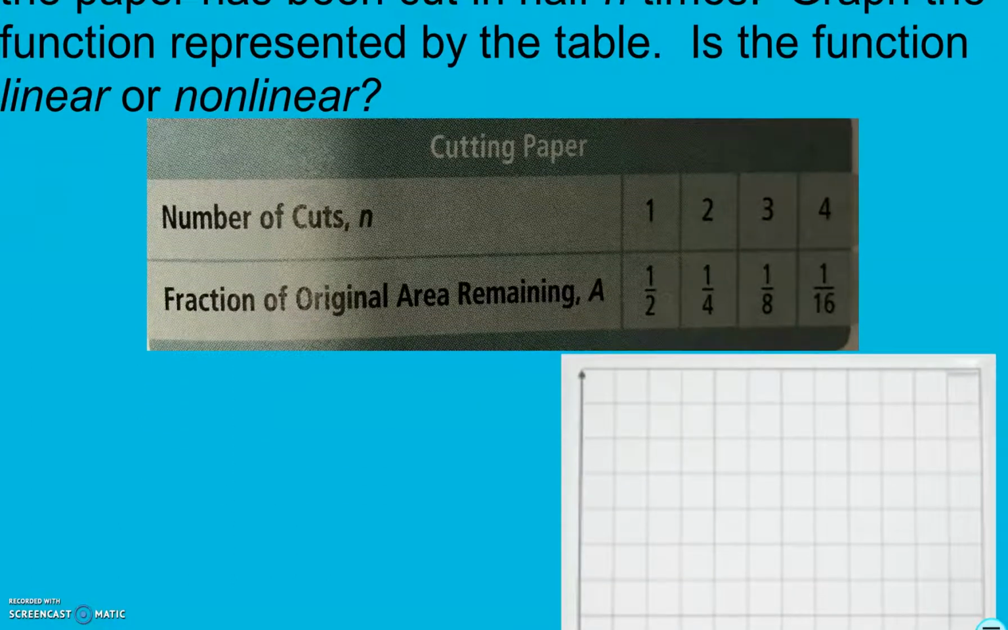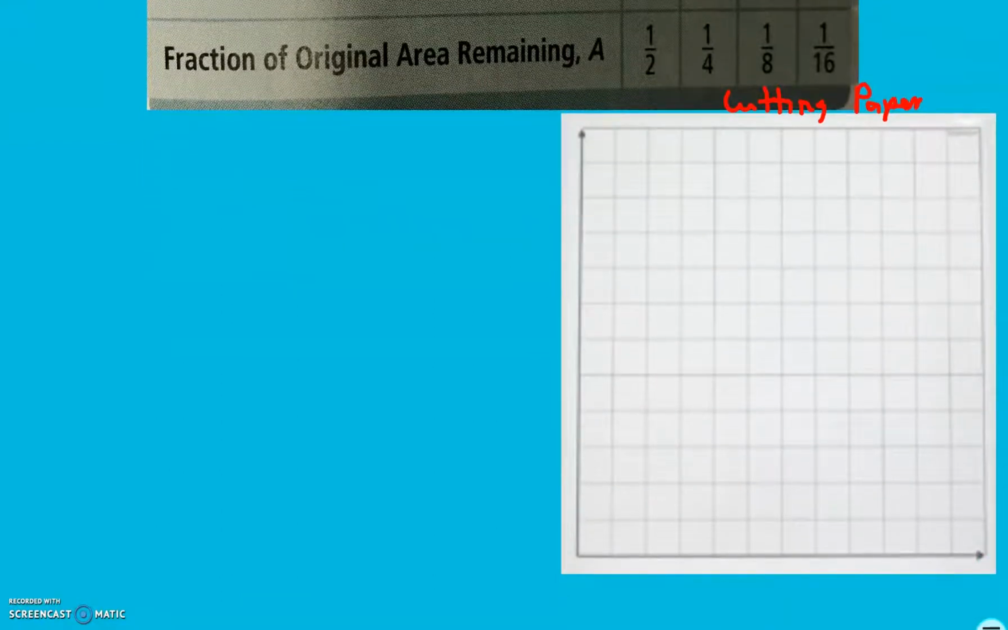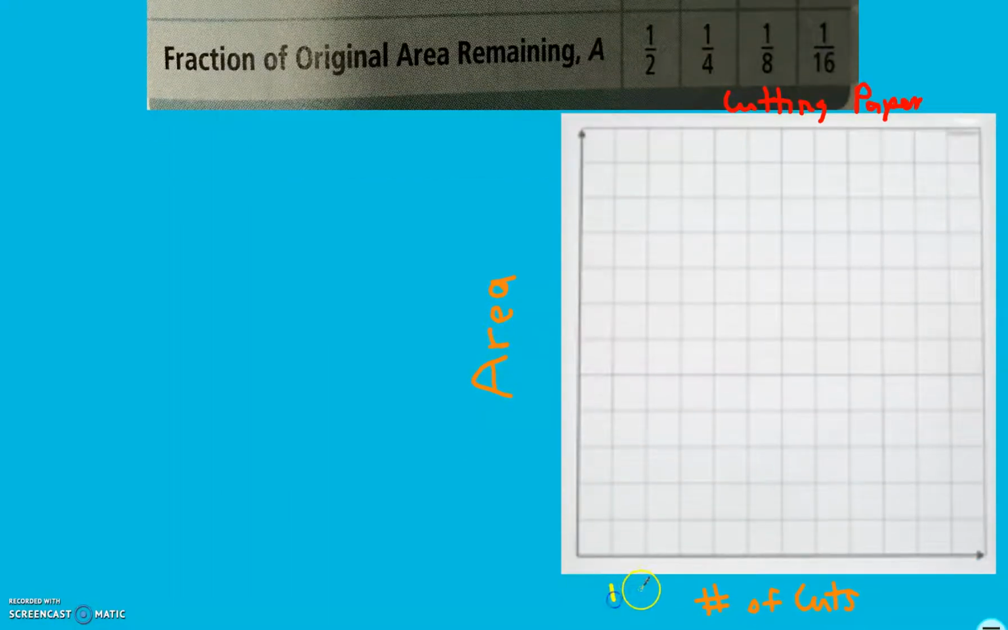So here, this graph is going to show our cutting paper situation. The number of cuts and the fraction of the area remaining. Well, the area depends on the number of cuts, which means the number of cuts is my input. And since area depends, it's my output. My dependent goes on the side. My number of cuts are pretty straightforward as far as the scale goes. They go up by ones every time.